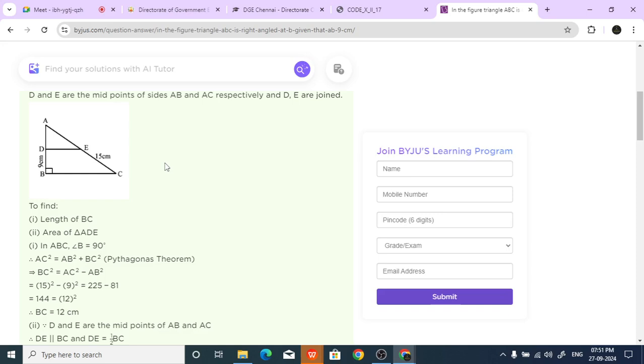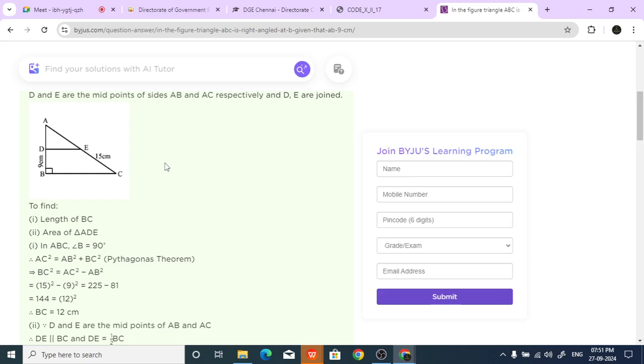So now I'm going to ask you one or two questions. What is the length of BC? In a triangle ABC, which is a right angle triangle, what is the length of BC? BC square equals 15 square minus 9 square? Yes or no? Sir, 12.